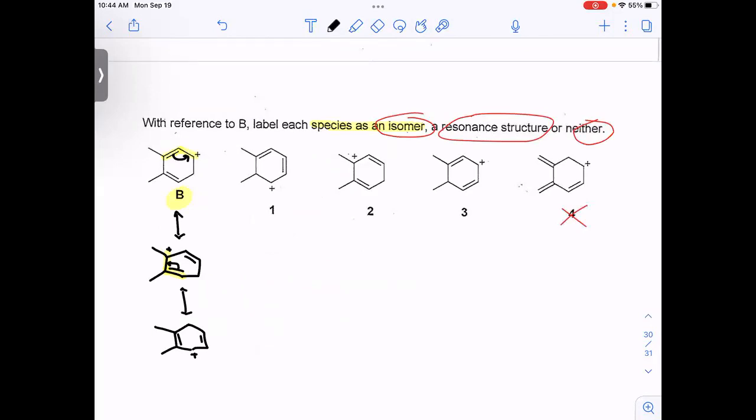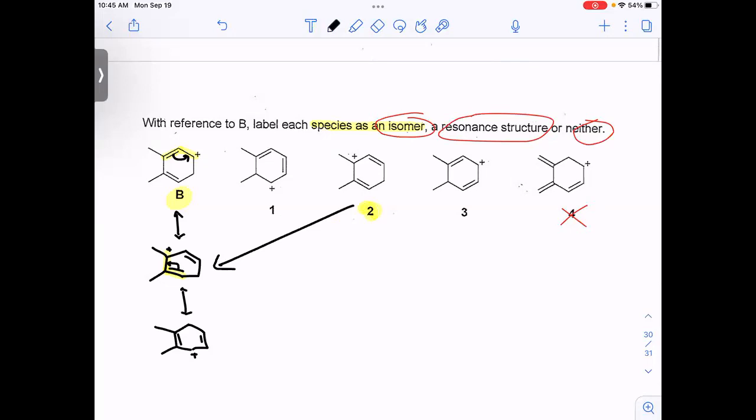So what is 2? Let's look at 2. Is 2 a resonance form? It matches one of these, doesn't it? Yes. So 2 matches here, doesn't it? The other resonance form, do we see that one anywhere? Is it 1 or 3? No, it's not. It's neither, okay?